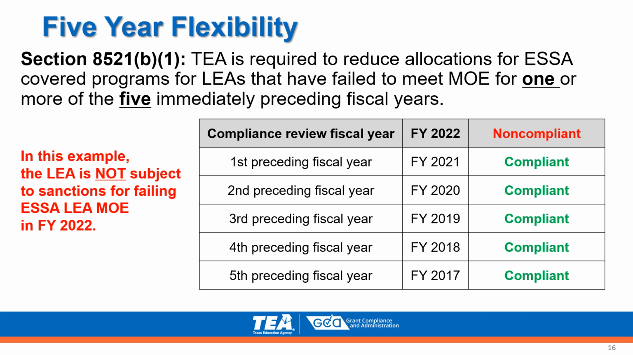If the LEA is non-compliant in any of those 5 preceding years, then the LEA's next allocations for the covered programs will be reduced. If the LEA is compliant in all of those 5 preceding years, then the LEA's next allocations for the covered programs will not be reduced. In this example, the LEA is not subject to sanctions for failing ESSA LEA MOE in FY 2022.